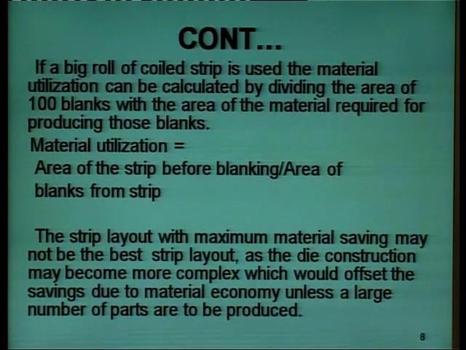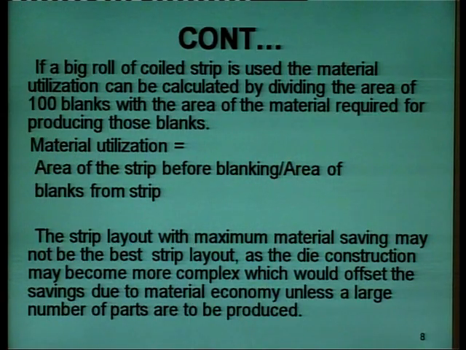Now, if a big roll of coil strip is used, how do we calculate material utilization? It can be calculated by dividing the area of 100 blanks by the area of the material required for producing those blanks. That means material utilization is equal to the area of the blanks obtained from the strip divided by the area of the strip before blanking.